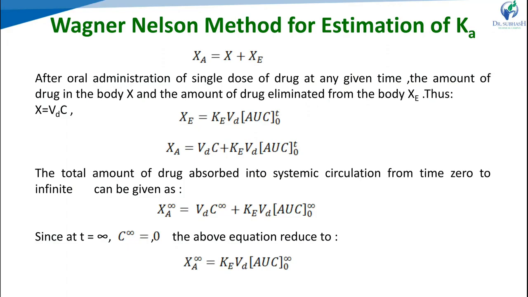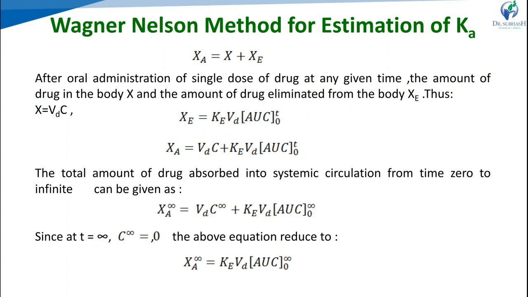After oral administration of a single dose of drug, at any given time the amount of drug in the body is X and the amount of drug eliminated from the body is Xe. So Xa is equal to X plus Xe. X is the total amount of drug in the body and Xe is the amount of drug eliminated from the body. The amount of drug in the body, X, is equal to Vd into C. Xe is equal to Ke into Vd AUC 0 to t. So the amount of drug eliminated at any time t can be calculated.